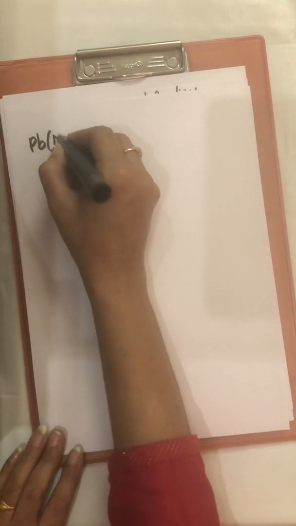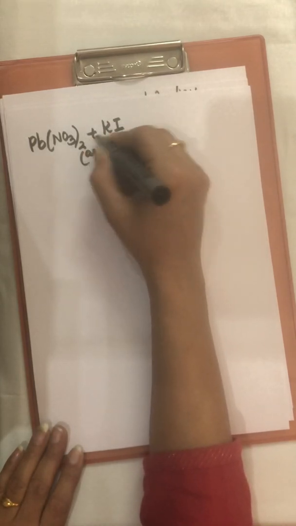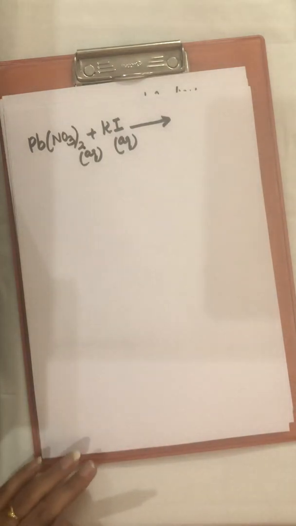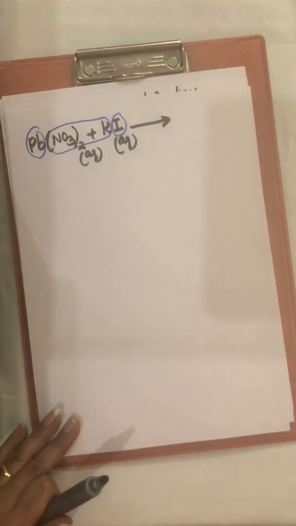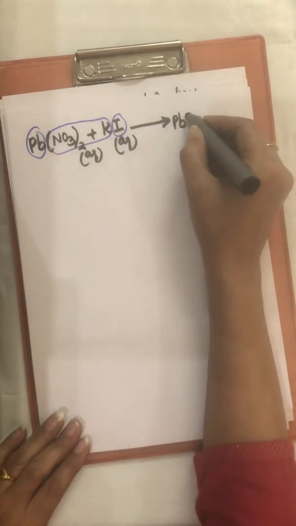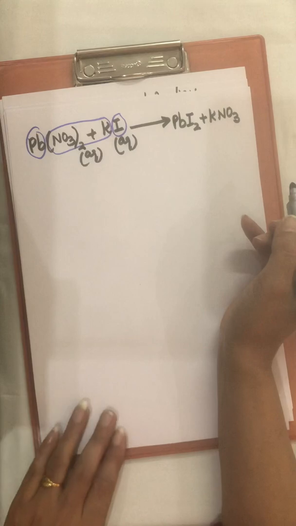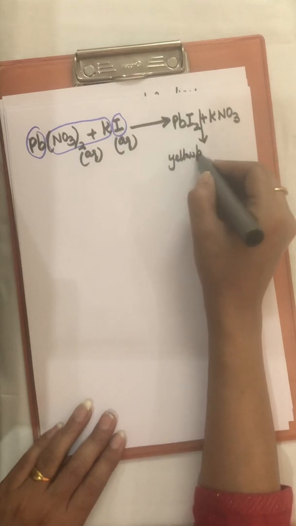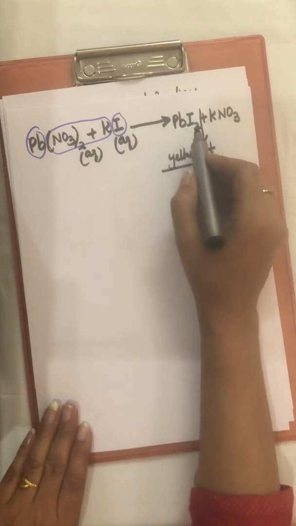One more example of double displacement reaction. When lead nitrate solution, which is also colorless, is mixed with potassium iodide solution, which is also colorless. The two colorless solutions we are mixing. So what happens here? The lead combines with iodide and potassium combines with the nitrate. So two ions are displacing each other. We get lead iodide plus potassium nitrate. Lead iodide is formed here in the form of a yellow precipitate. So yellow precipitates form because of the formation of lead iodide. So this is also an example of double displacement reaction.